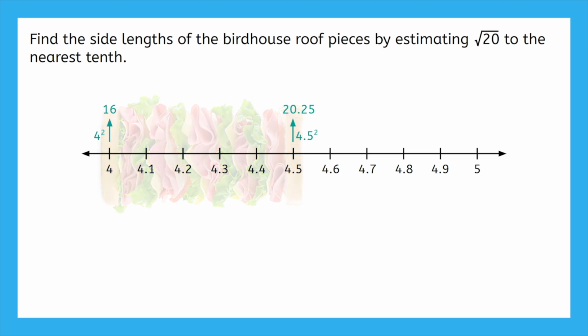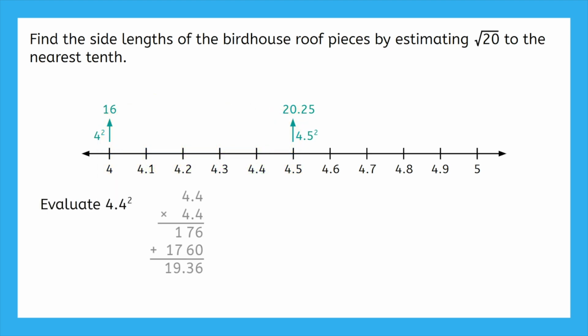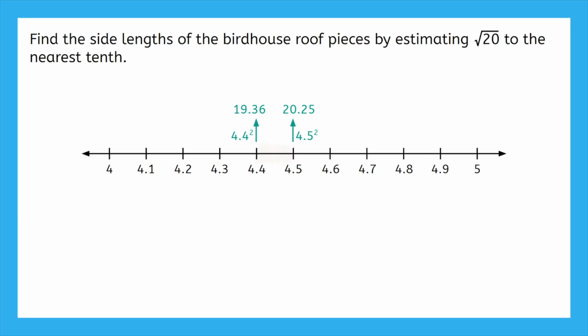Let's check 1/10 smaller. 4.4 squared is 19.36. That's smaller than 20, so we've narrowed it down. The square root of 20 is between 4.4 and 4.5. Now, you might have tried 4.4 first, and that's totally okay. Or maybe you started with 4.3 first and had to go up from there. Also okay. As long as you found that the square root of 20 is between 4.4 and 4.5, your process worked. Now that our estimate is between two consecutive tenths, let's check which one is closer.